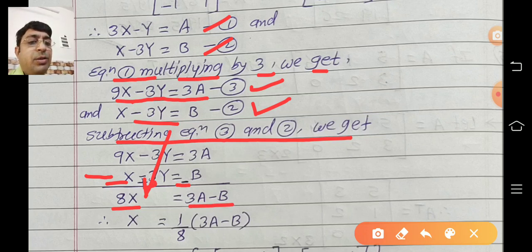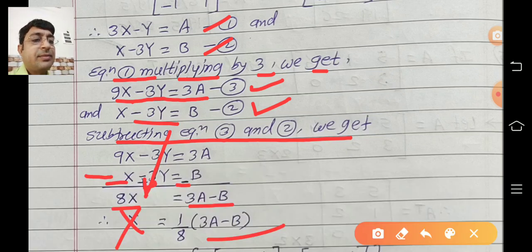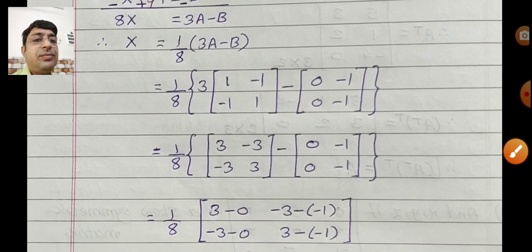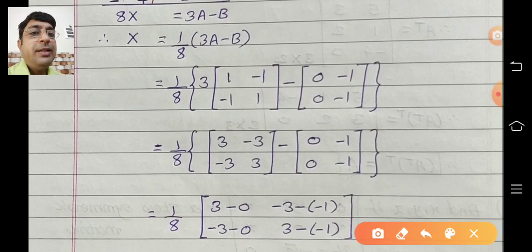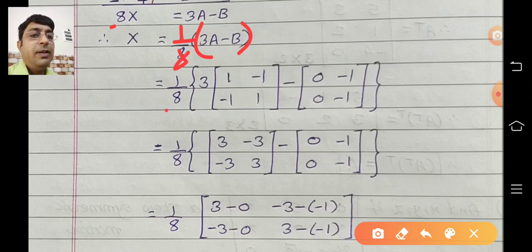Therefore x is equal to what? x is equal to 1 upon 8 into 3a minus b. Therefore that 8 is multiplied here, shift on the right hand side. So 1 upon 8 into this bracket 3a minus b. Now 1 upon 8 is multiplied to the whole bracket.